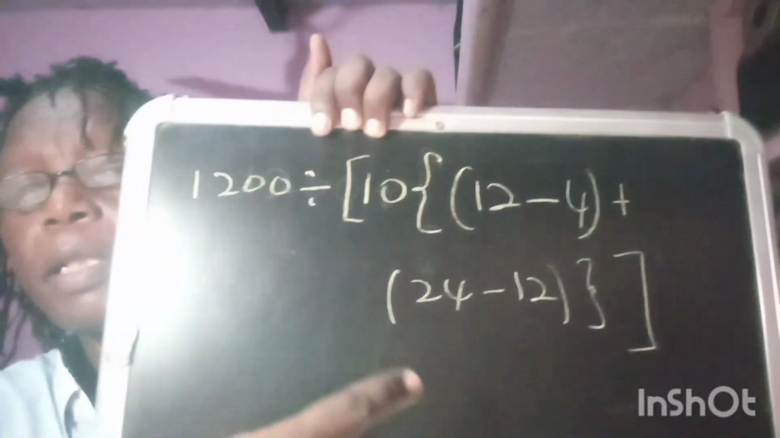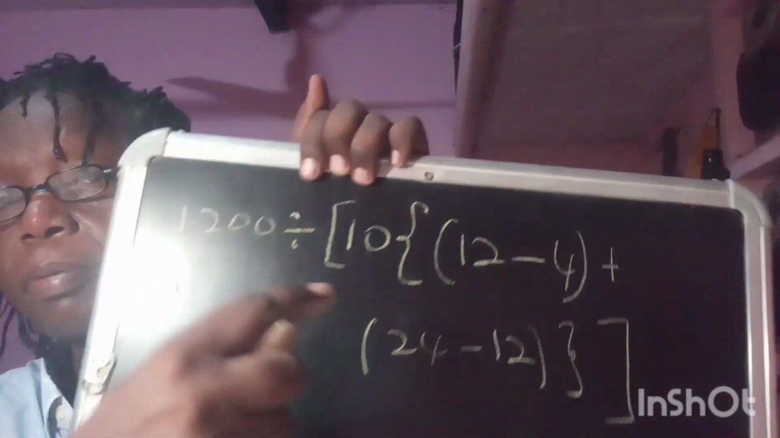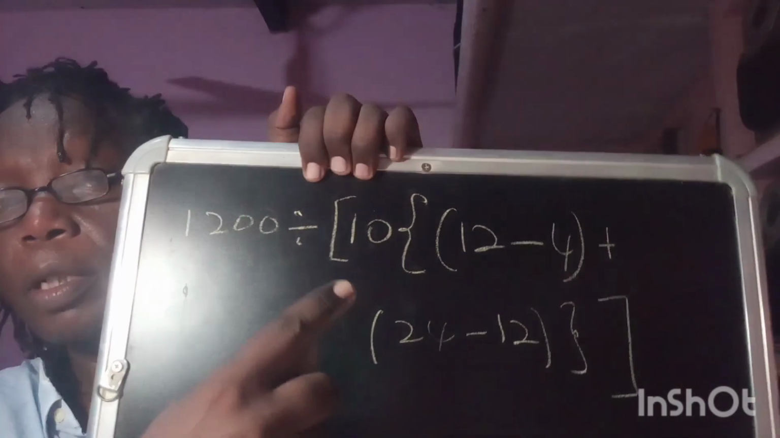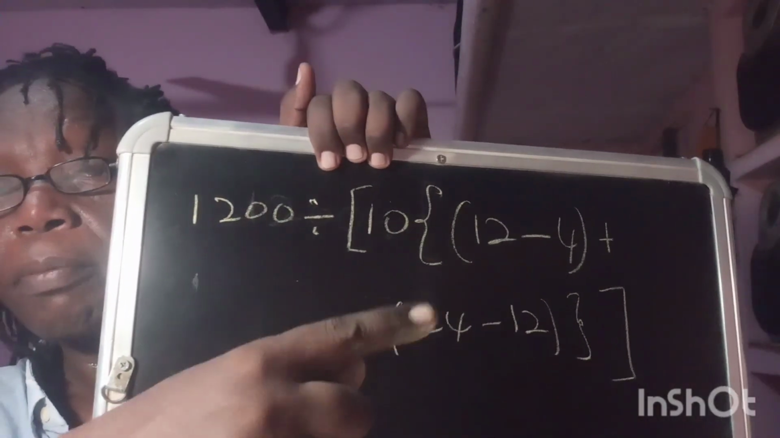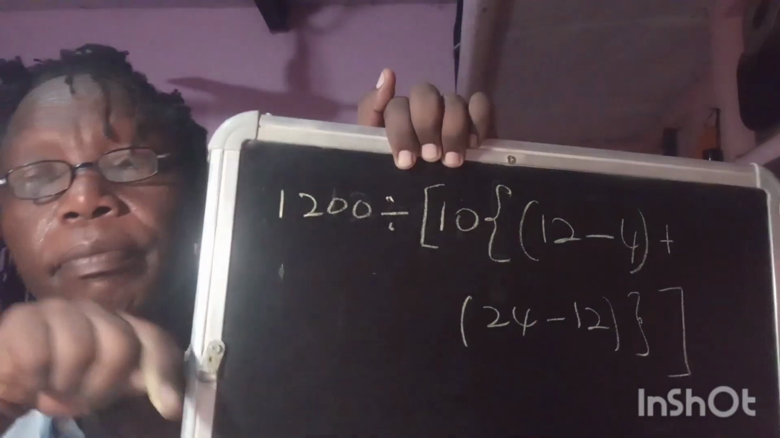Yeah, we have the curly brace, and then we have the square brackets. Yeah guys, because the board is small, I had to extend it down here. This is the same expression extended, so we have 1200 divided by this in brackets up to that point. So follow me as I solve this.